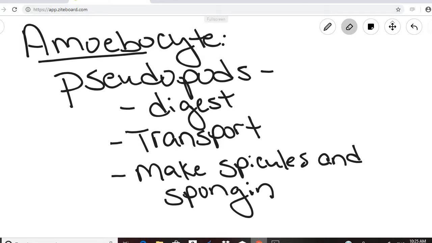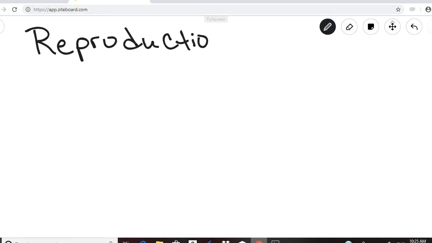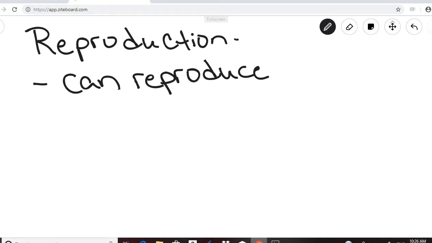Okay, one more thing with regard to the sponges, and I think we'll be done with them. I want to talk about their reproduction. So reproduction in sponges, first of all, they can reproduce asexually. And the way that they reproduce asexually is by budding.